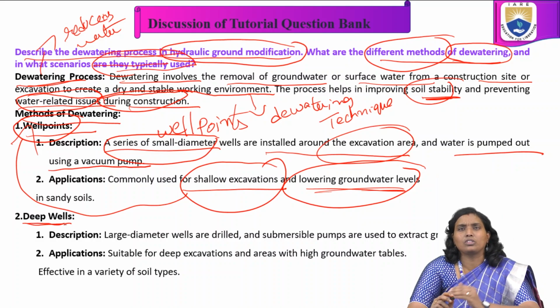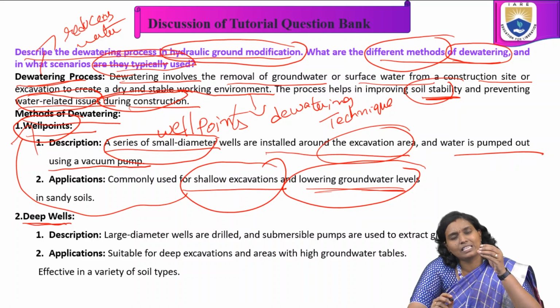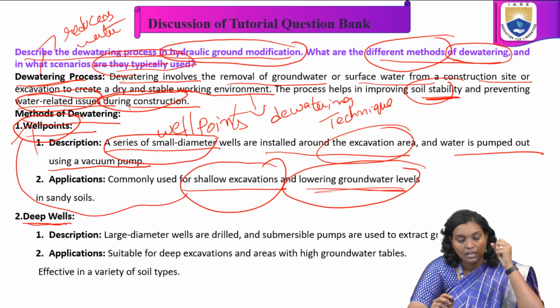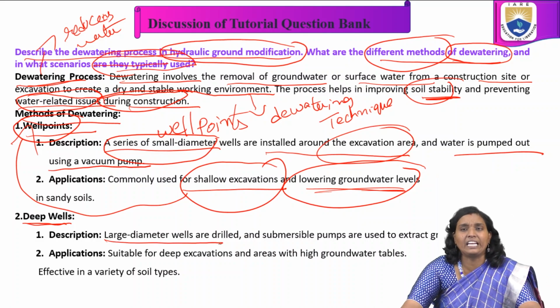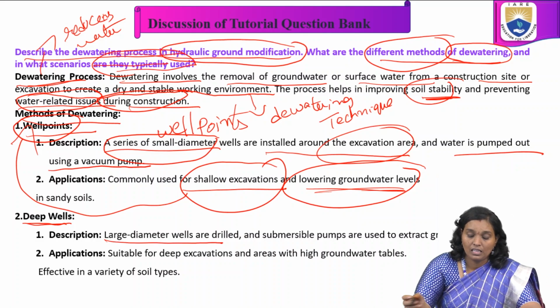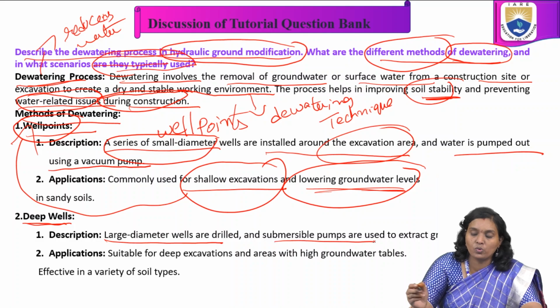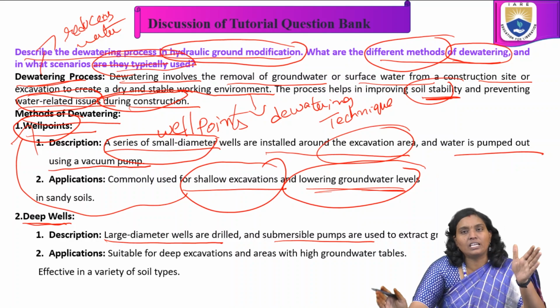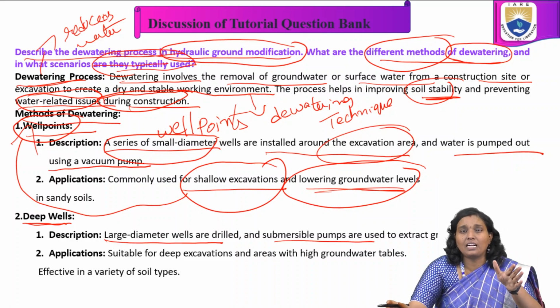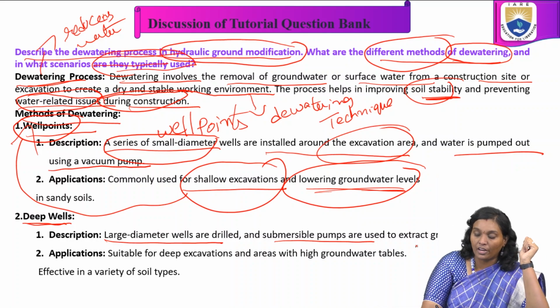In this, the previous well points are a series of small diameter wells. Coming to deep wells, large diameter wells are drilled and submersible pumps are used to extract the groundwater.